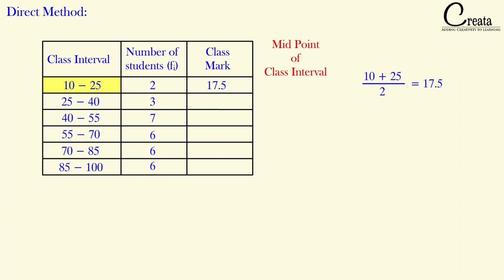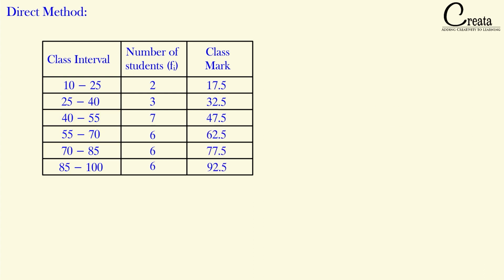Similarly, we will find the midpoint of all the class intervals. For the class interval 25 to 40, what will be the midpoint, or the class marks? It will be (25 plus 40) upon 2, which is 32.5, the midpoint of this class interval. Similarly, we will calculate the midpoint of all the class intervals; that will be the class marks. Got it? Why have we done this step? So that we can find the class marks.